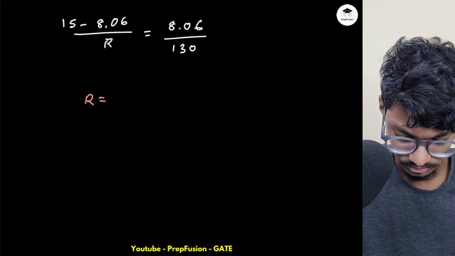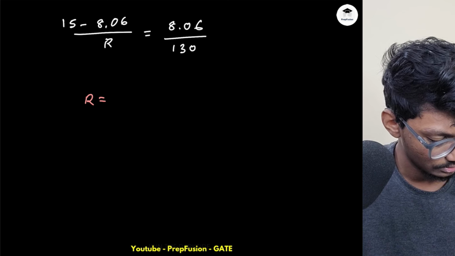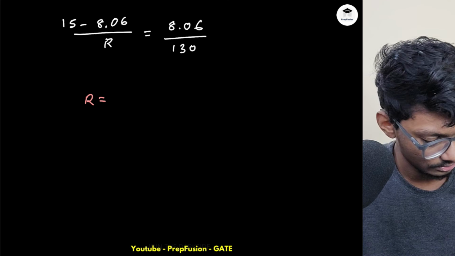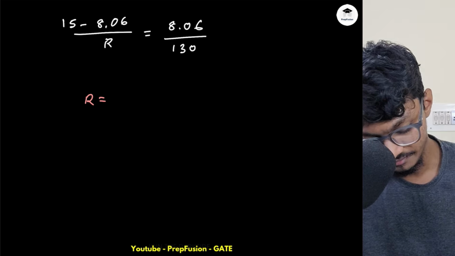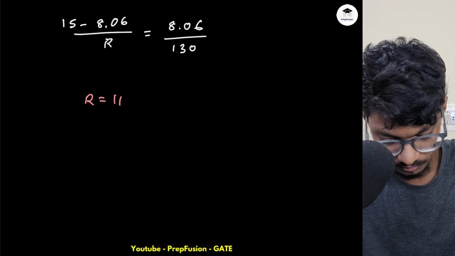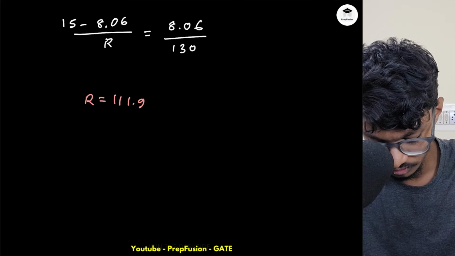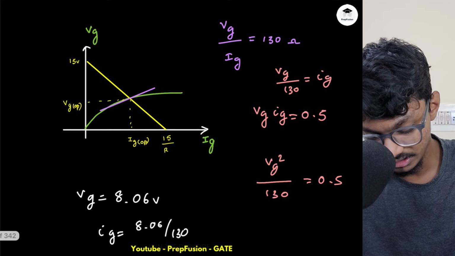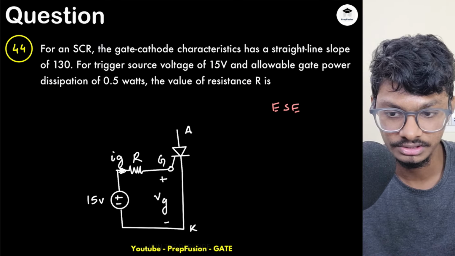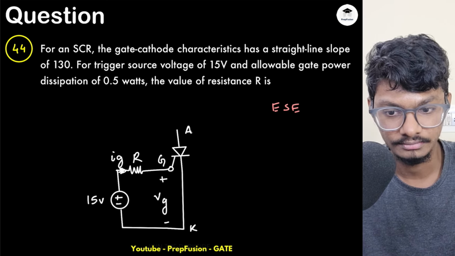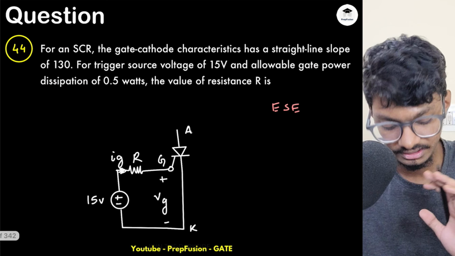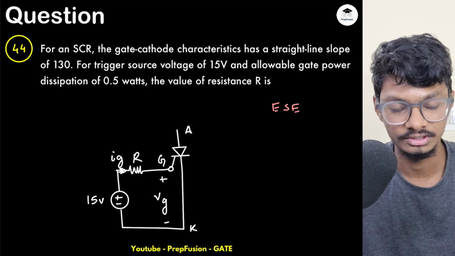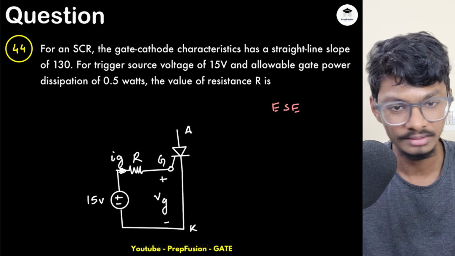So what will be my R value? It is 15 minus 8.06 into 130 divided by 8.06. So the R value will be 111.9 ohms. So nothing to explain here. The framing and wording of the questions are a bit different here, a bit difficult to understand. In GATE they frame and word the questions in a very well thought-out manner, but in ESE they don't, right?